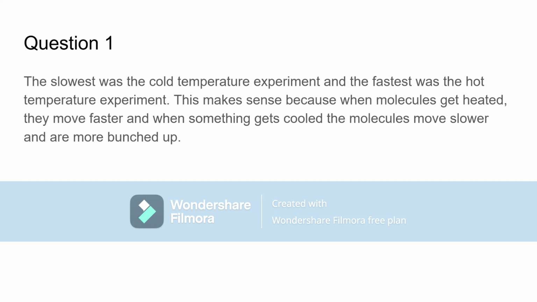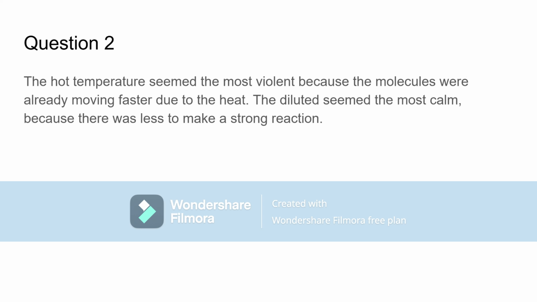So, for the first question, which reaction was the slowest and which one was the fastest? I said that the slowest was the cold temperature in the experiment, and that the fastest was the hot temperature one. I said that it makes sense because when molecules get heated, they move faster and bounce off of each other a lot faster. And when something gets cool, the molecules move slower, and they're always more bunched up than they would be if it was in warmer conditions.